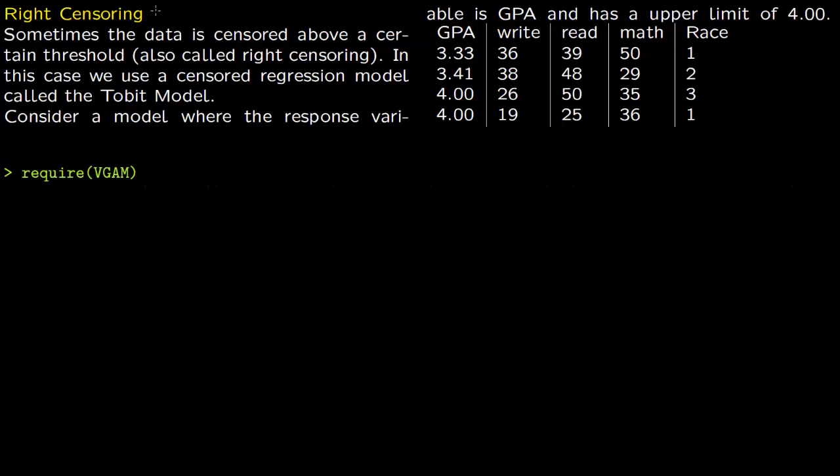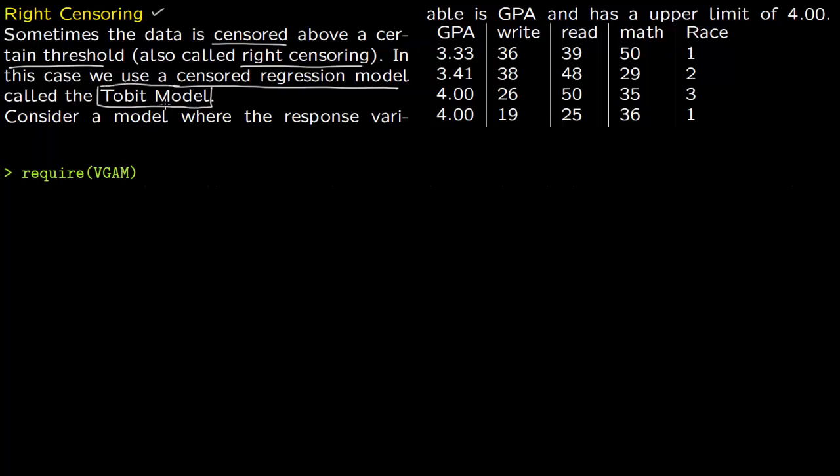In this lecture, we introduce right censoring. Sometimes the data which is given to you is censored above a certain threshold. This is also called right censoring. Now, if your data is censored, then you cannot use the standard linear regression model. In this case, you have to use a censored regression model. A particular example of it is the Tobit model. So we are going to use a Tobit model in this case.